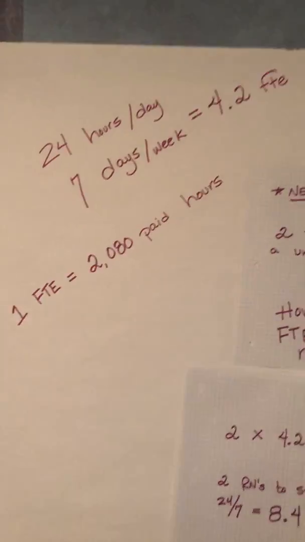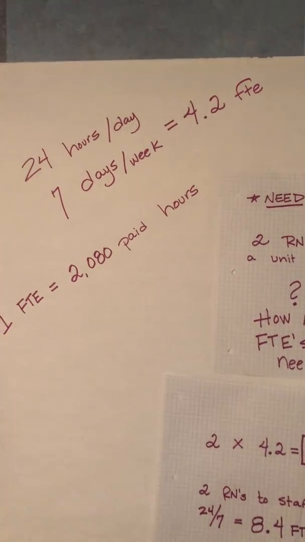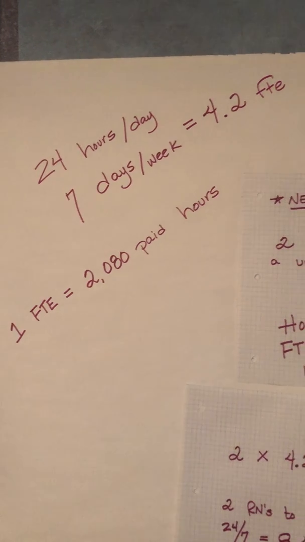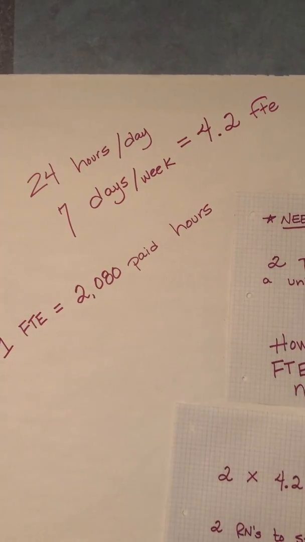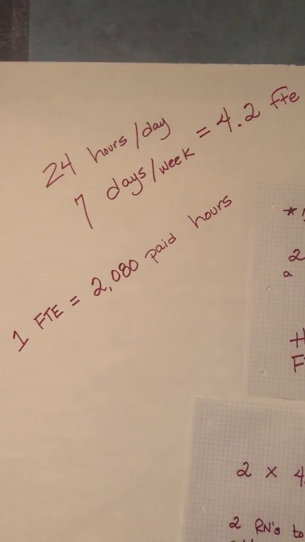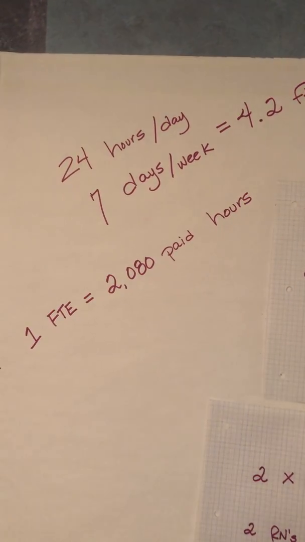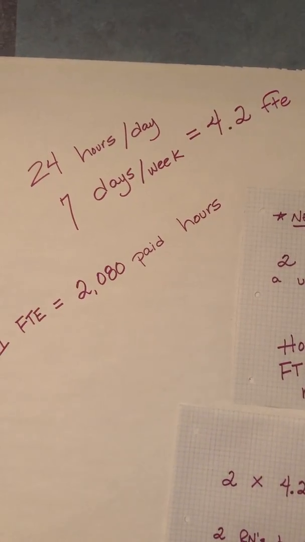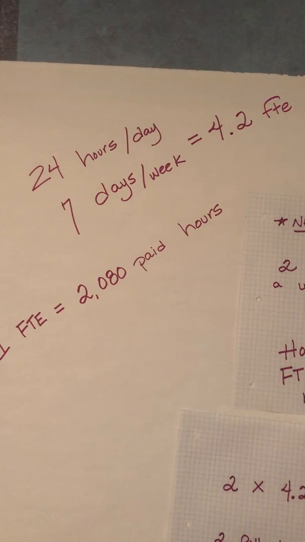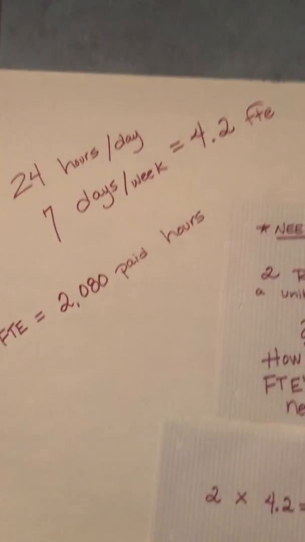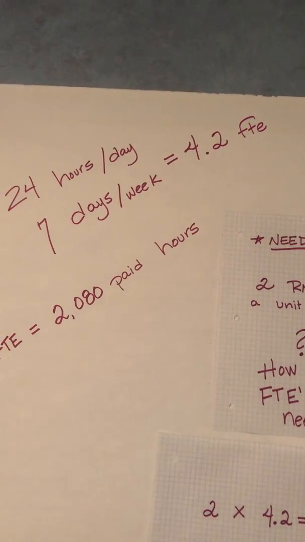So this is how we'll roll with it right now. First, important to note, 24 hours a day, 7 days a week equals 4.2 FTEs. As we're talking about staffing and budgeting and how many FTEs are required in different areas and different departments, this is just the general rule of thumb. 24 hours a day, 7 days a week equals 4.2 FTEs.